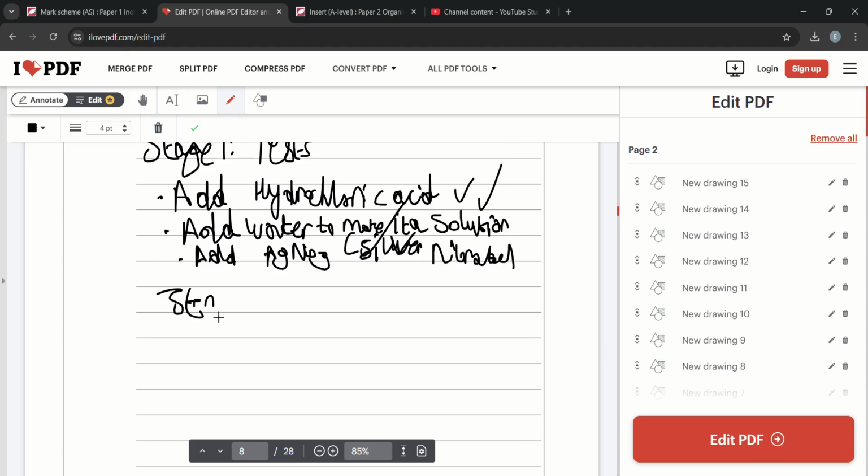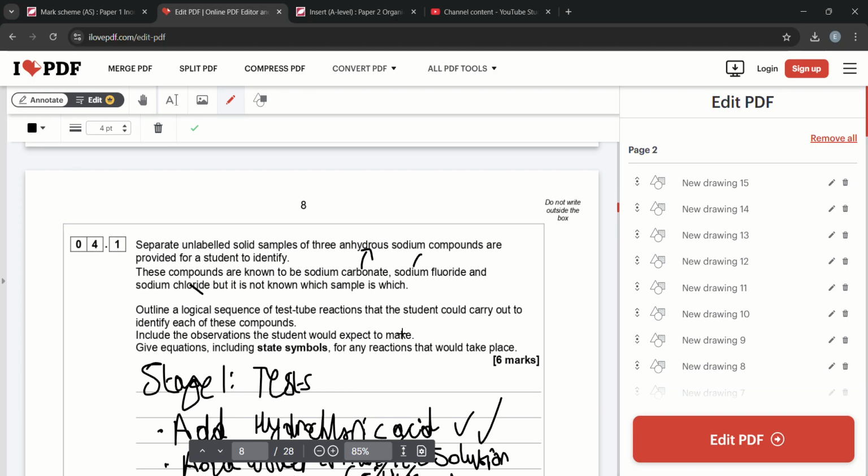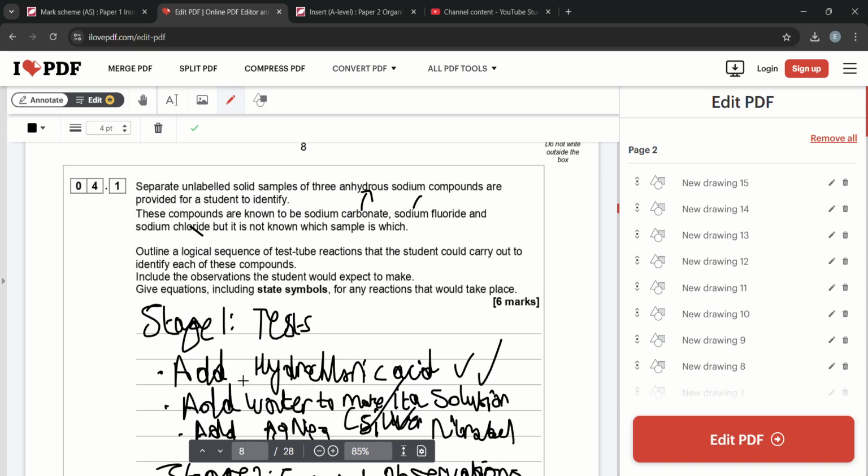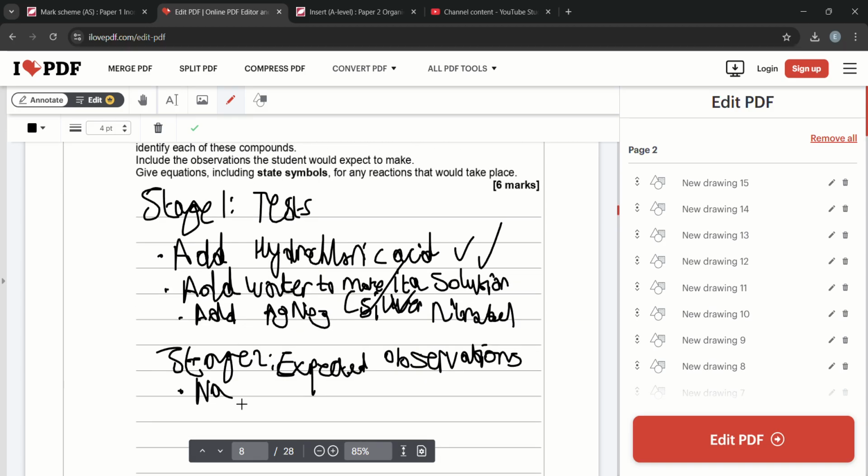Stage 2. Well, what are the expected observations? Well, the sodium carbonate, Na2CO3, fizzes with acid.